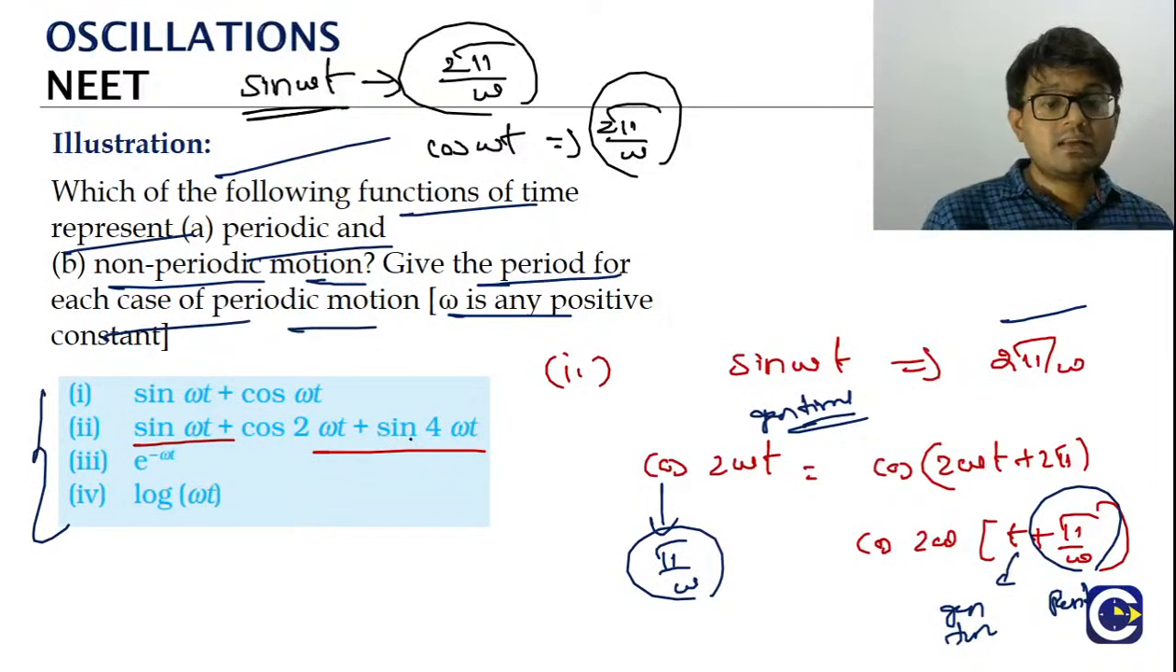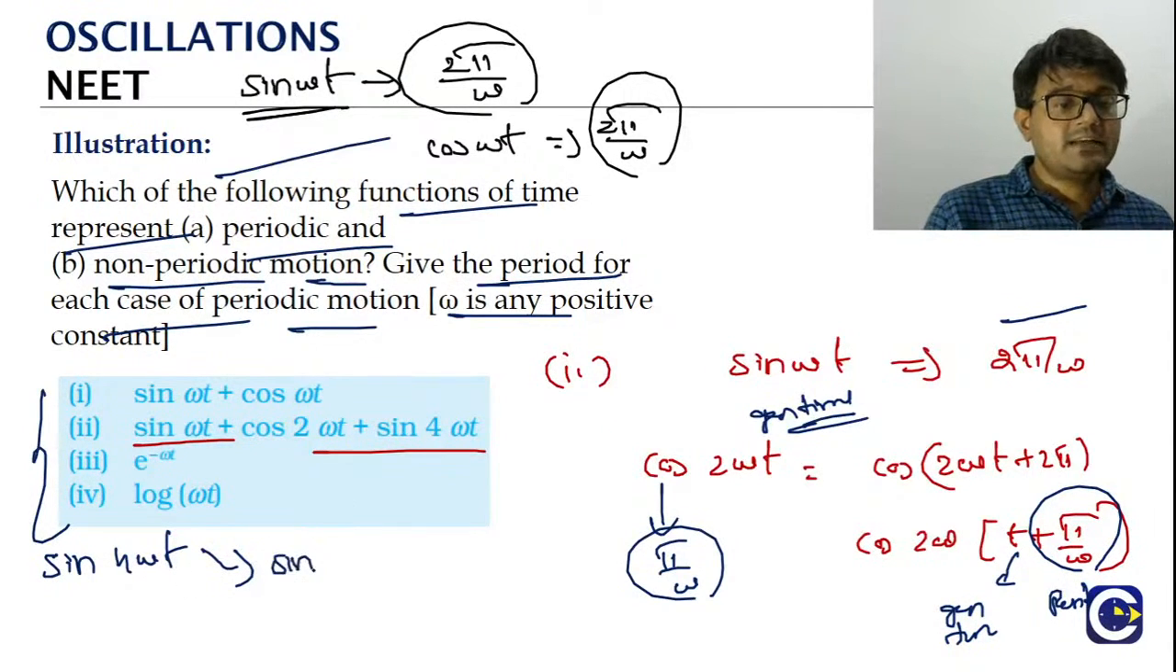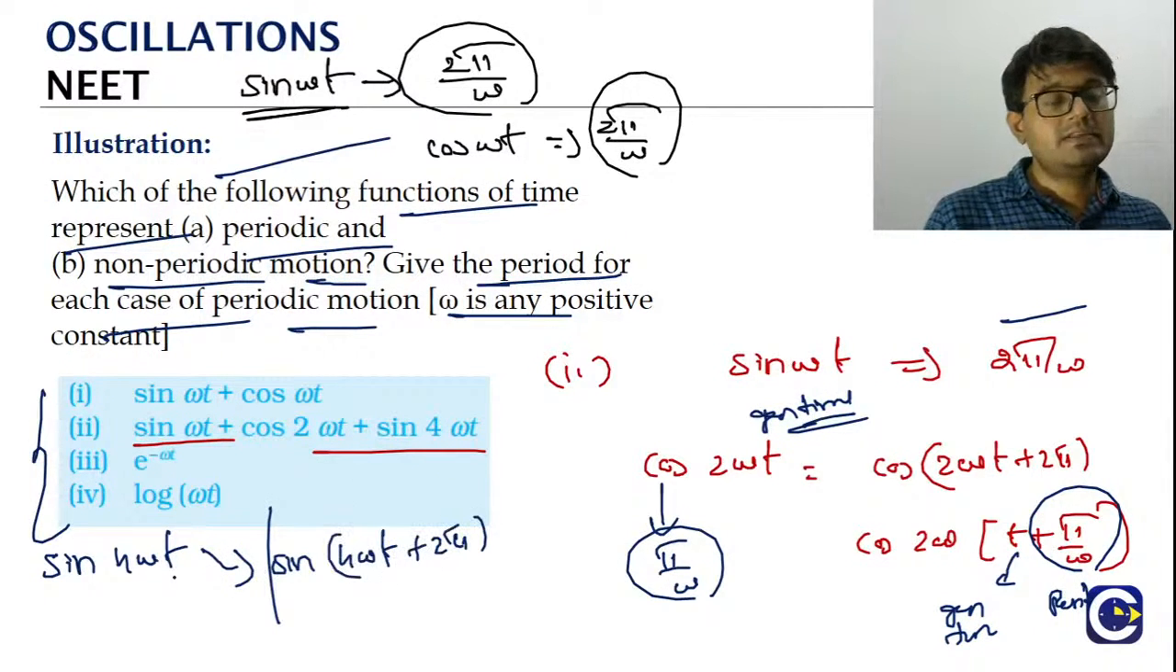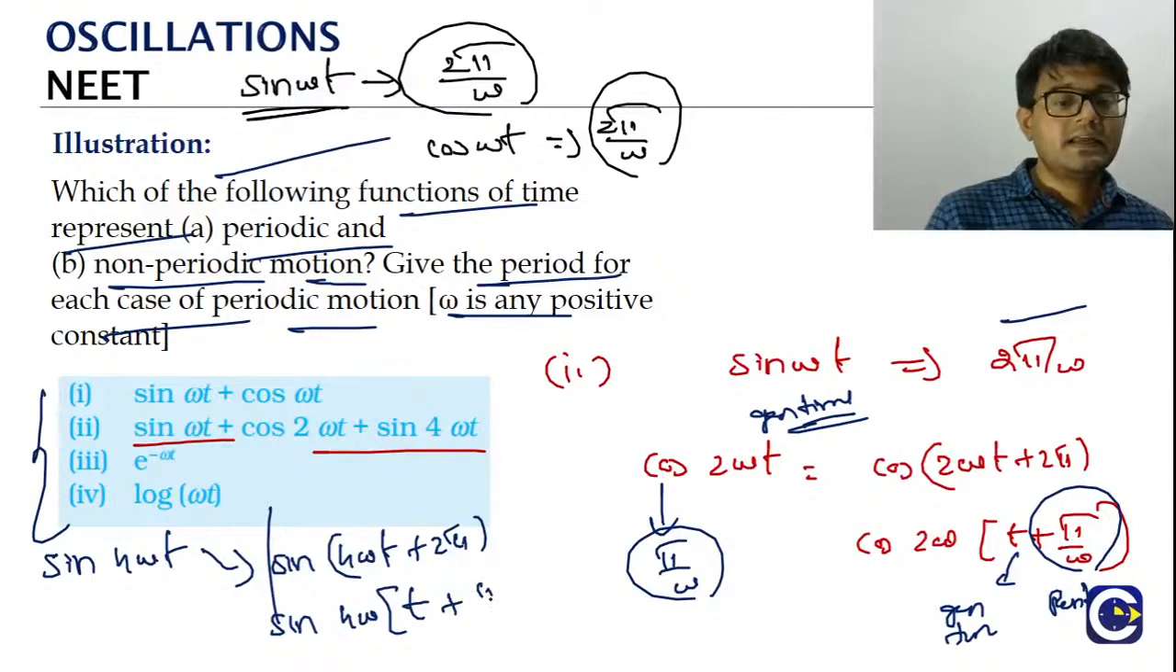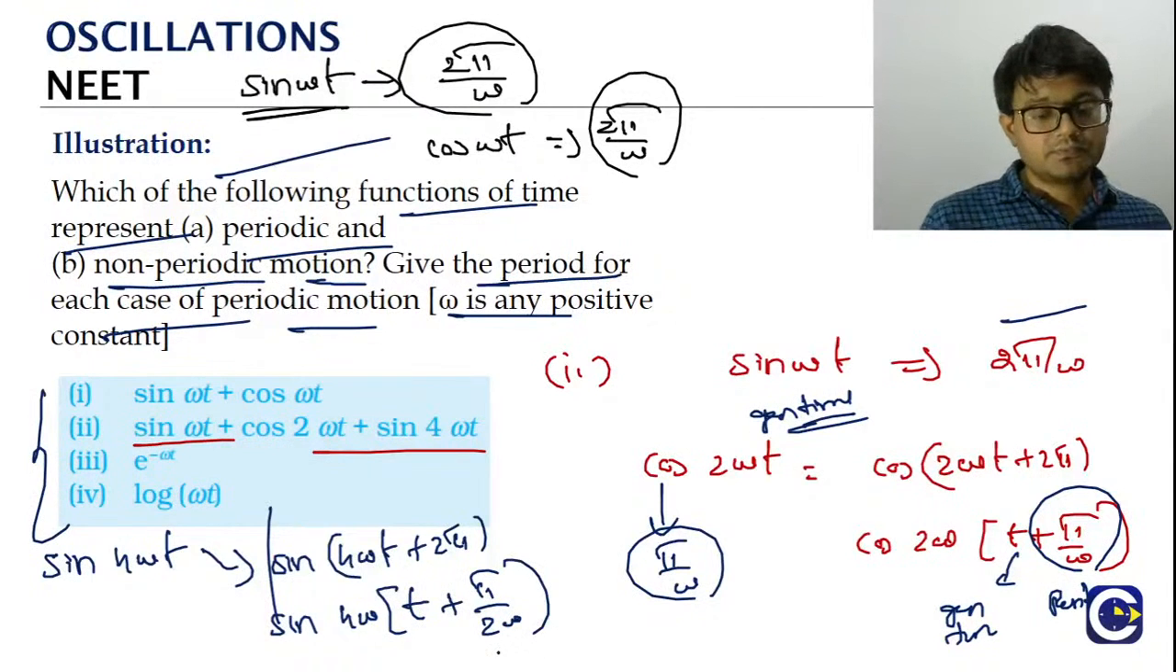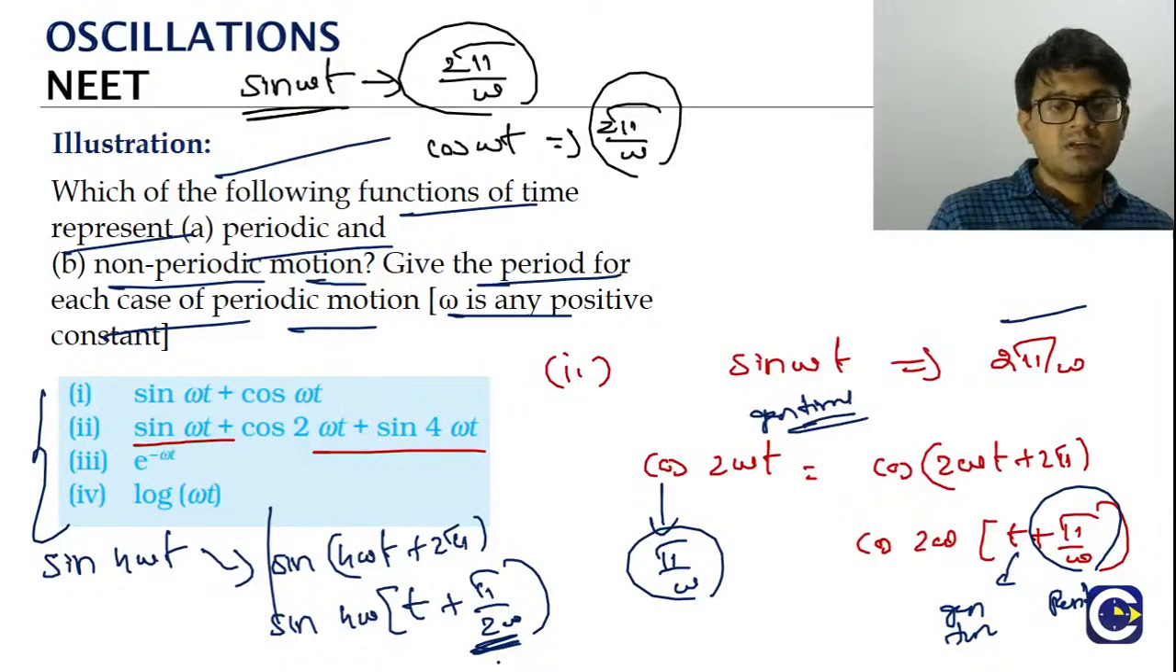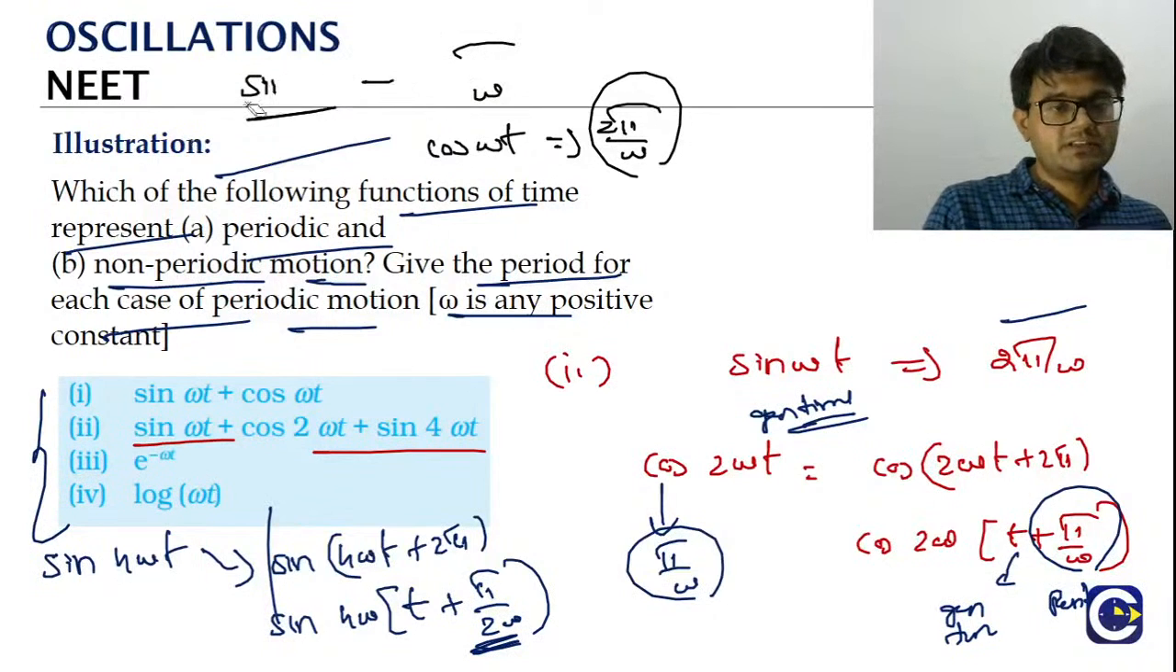Now look at the third term, sin 4 omega t. If we analyze it, sin 4 omega t plus 2 pi has the same value as sin 4 omega t. Take sin 4 omega as common. What is it? t plus pi by 2 omega. This is the period. What is the period value for this? Pi by 2 omega. So the function given to us has 3 terms, right?